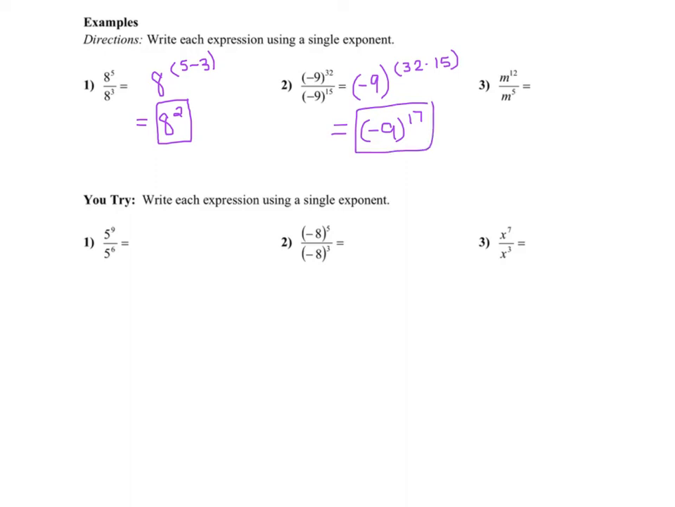Let's look at number 3. It says m to the 12th power divided by m to the 5th power. Again, they have the same bases. They're both m. So we're just going to subtract our exponents. So we're going to say m, and we're going to say 12 minus 5. Therefore, my answer is m to the 7th power. So we divide the same bases with exponents. You're just subtracting your exponents.